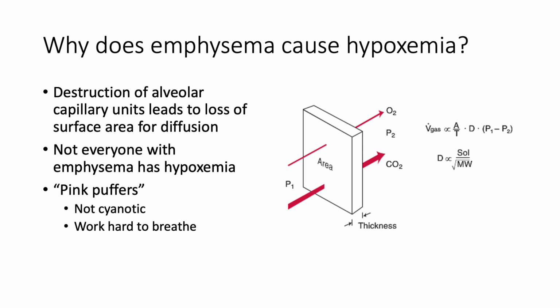Now, not everyone with emphysema will have hypoxemia. And that's why the classic phenotype for emphysema is the pink puffer, where they're not cyanotic, but they are working really hard to breathe.